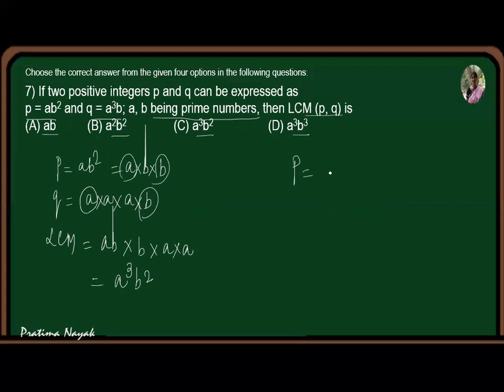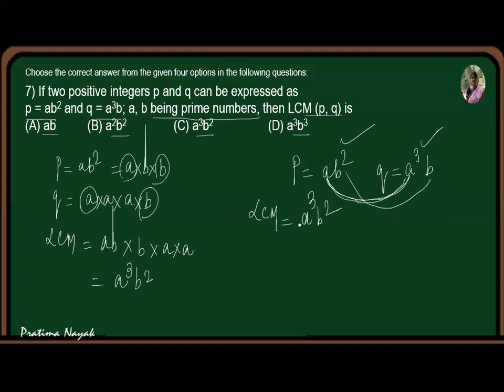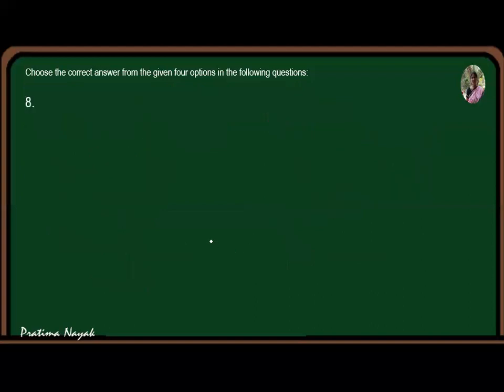Or if you apply this short method, p is a b square, q is a cube b, then for LCM you take the maximum power of a and b. What is the maximum power of a? It will be 3. And what will be the maximum power of b? b is 2. So b square, LCM is a cube b square. So a cube b square is C. C is the answer. So for HCF we are taking minimum power. For LCM we are taking maximum power.